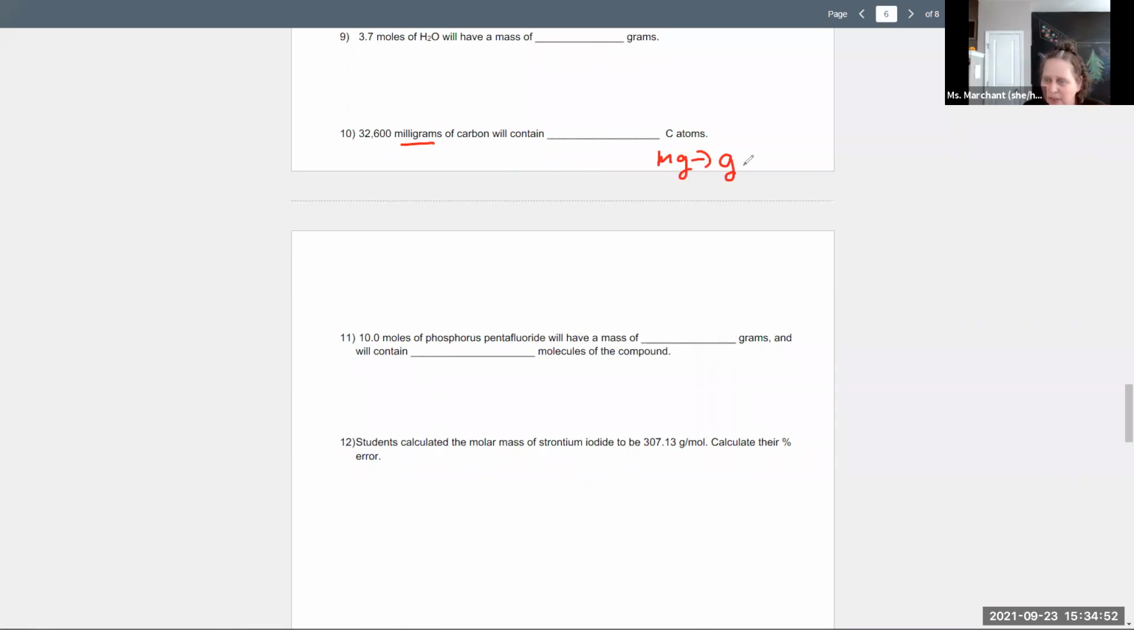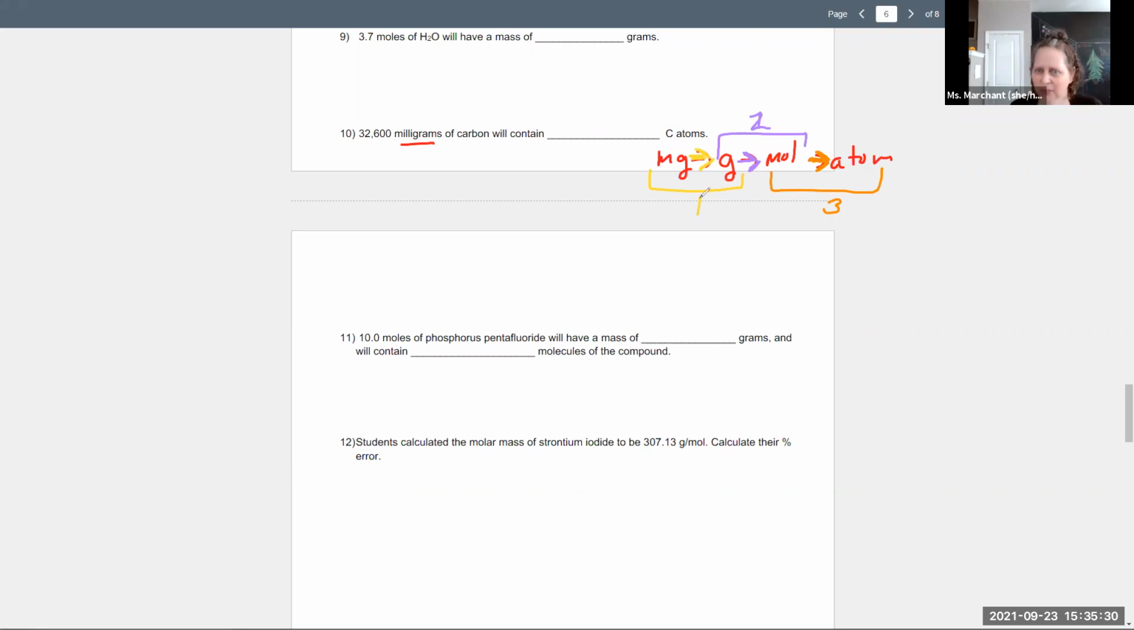Milligrams has to go to grams first because molar mass is in grams. And then we can look for our missing guy of moles. So this time I am going to do milligrams to grams as conversion 1, grams to moles as conversion 2, and moles to atoms as conversion 3. So this is my conversion arrow for conversion 3. This is my conversion arrow for conversion 2. And this is my conversion arrow for conversion 1.